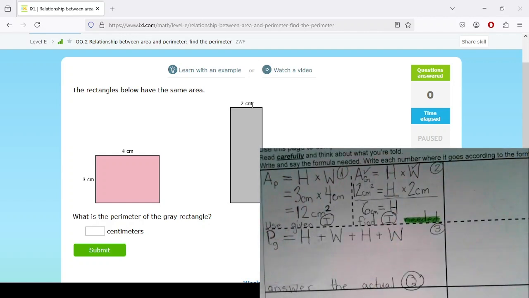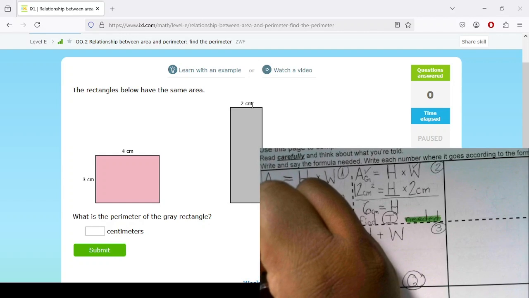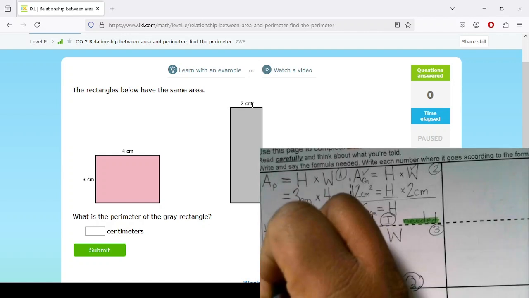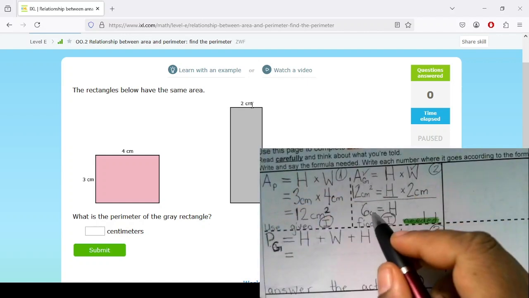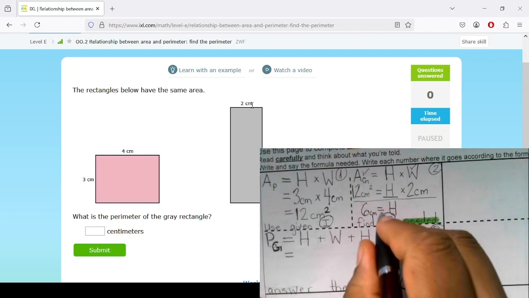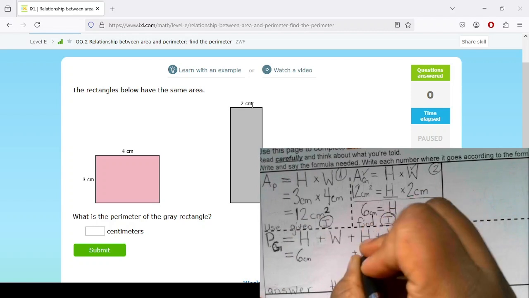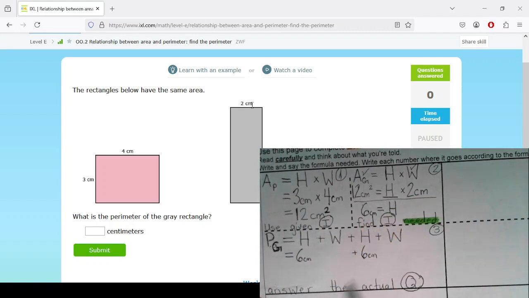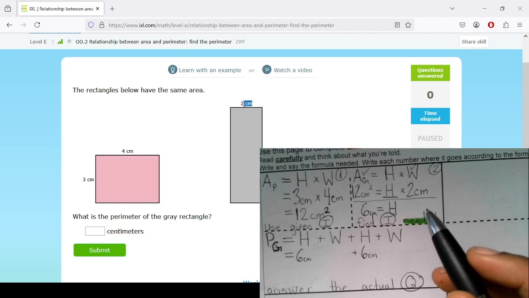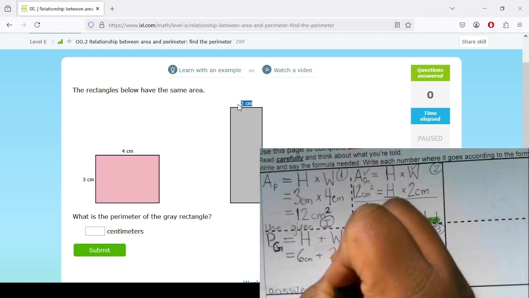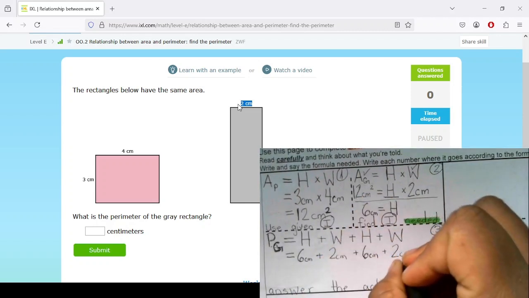I cannot calculate the perimeter of a rectangle unless I know or am able to find the height and width of every side. So now I'm just going to plug in that information. I found the height dimension, so that's going to be 6 centimeters plus 6 centimeters. And I was given the width dimension already just in the diagram, 2 centimeters plus 2 centimeters.